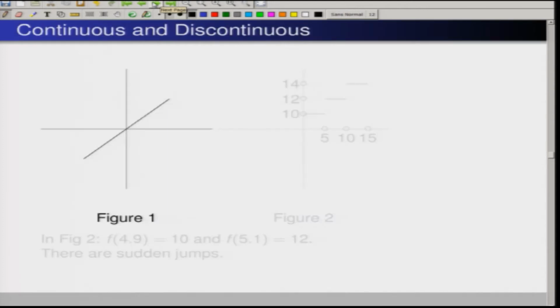So, as we had said earlier, we have seen that the limit of f of x, as x goes to a, may exist, but it may not be equal to f of a. Let us look at these two functions. Here is one, f of x equal to x, which is uniform.